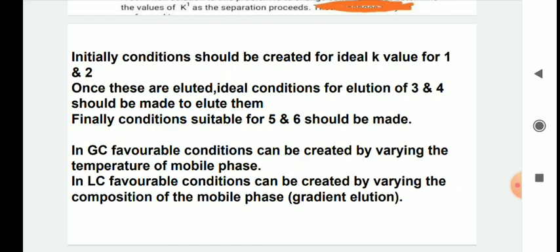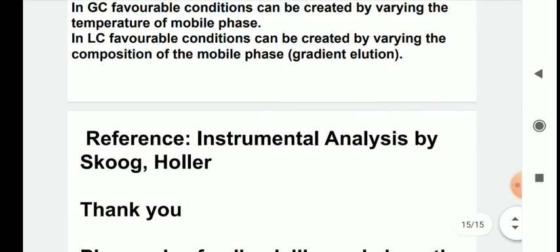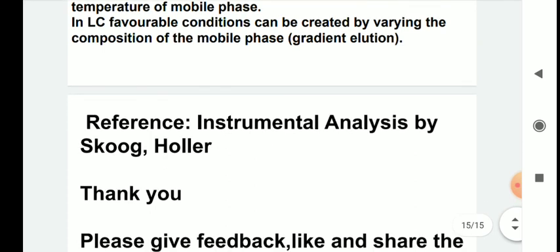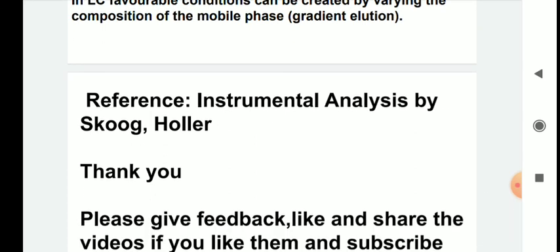Now, with this, we have completed the theory of chromatography. The reference material used, I have referred to mainly Skoog, Holler, Principles of Instrumental Analysis. You can refer to it for further studies.